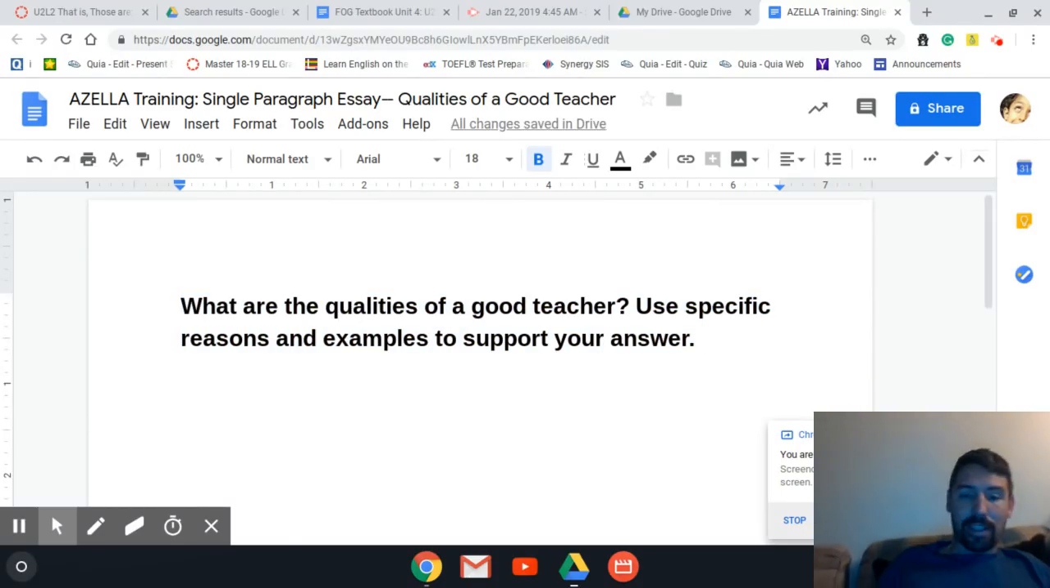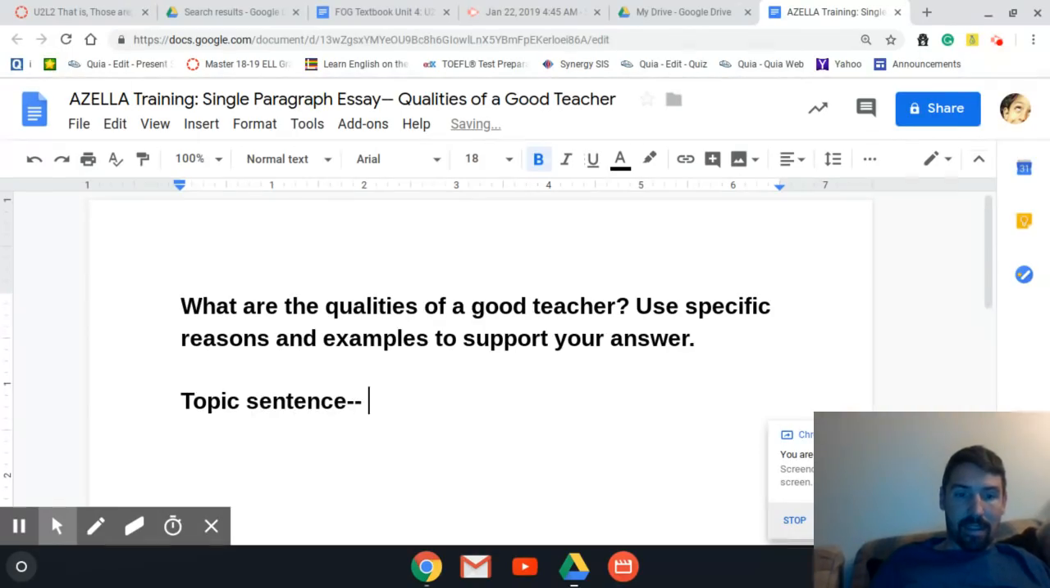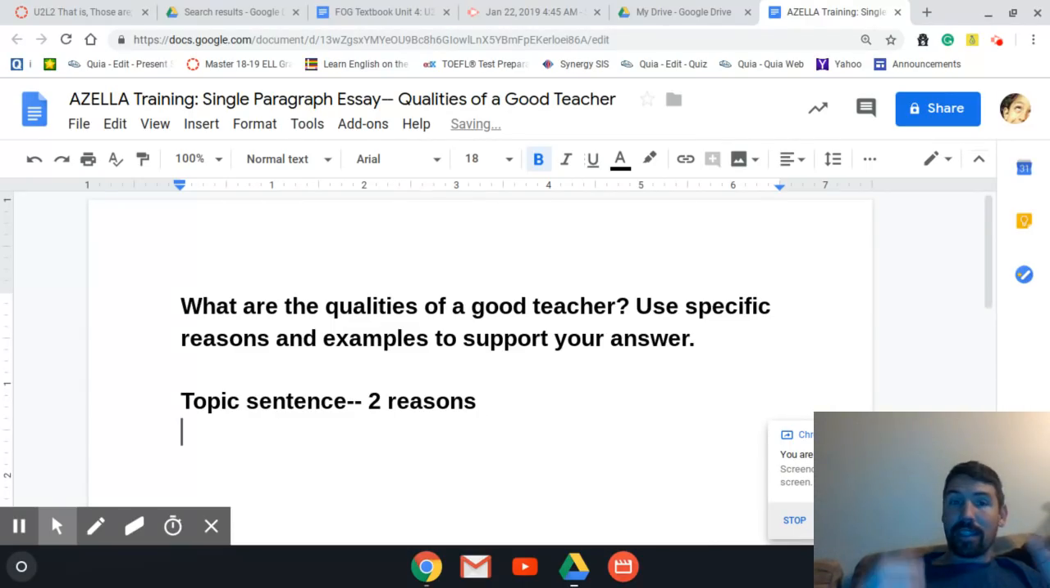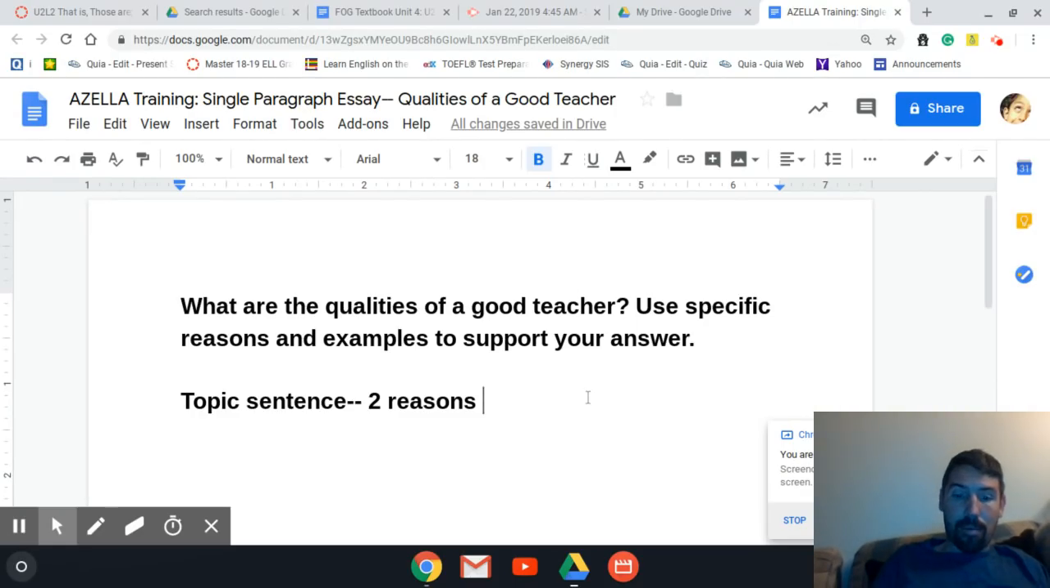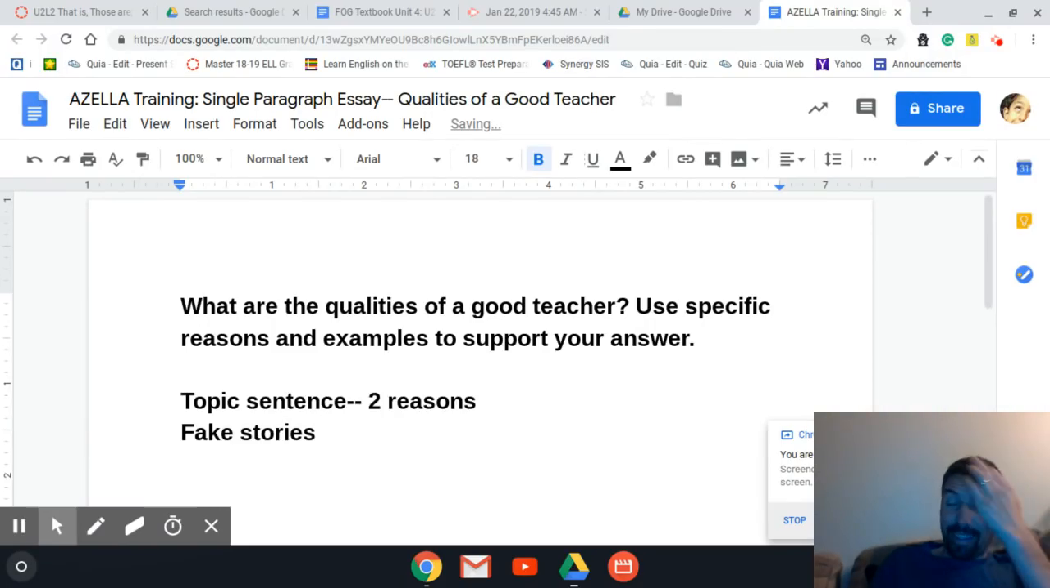So what I usually do is I start, in my topic sentence, with my two reasons, or my two things that I'm going to talk about. So a good teacher is blah blah blah and blah blah blah. And then within the paragraph, as I'm giving my examples, I'm going to come up with fake stories. Maybe you have some true stories, some real stories, and that's fine too.